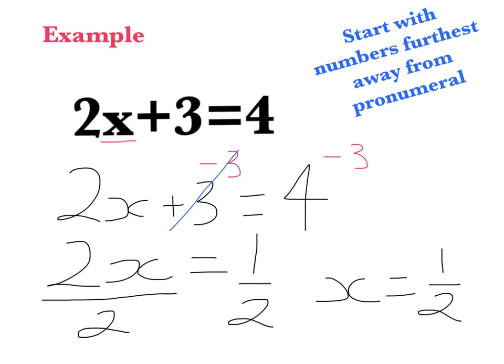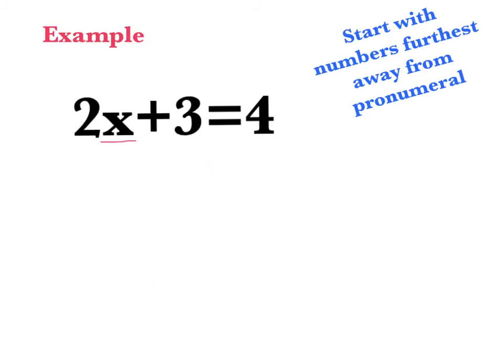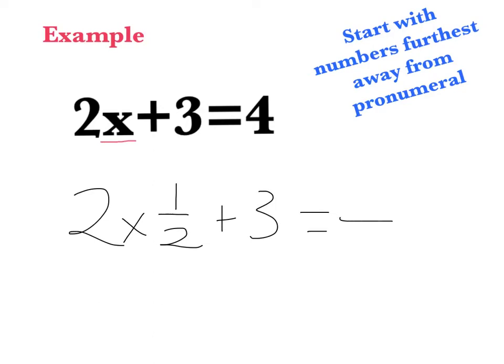Now, this is the cool thing about equations. I've got my answer, a half. I can actually substitute it in to make sure it works. 2 multiplied by a half, add 3, is equal to 4. What's 2 multiplied by a half? A half plus another half is a whole, plus 3 equals 4. Does 1 plus 3 equal 4? 4 and 4? Excellent.